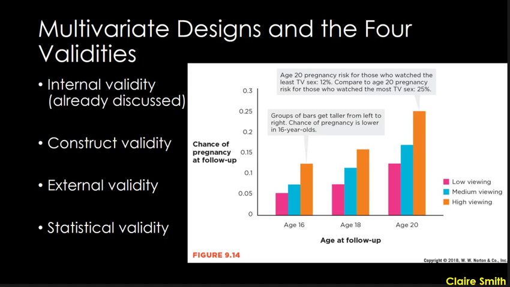And then statistical validity. We want to look at the effect size of beta, and we want to look at statistical significance, or the p-value. So, all of these things. Make sure you review previous chapters and can apply them to multivariate designs like we did for bivariate designs.